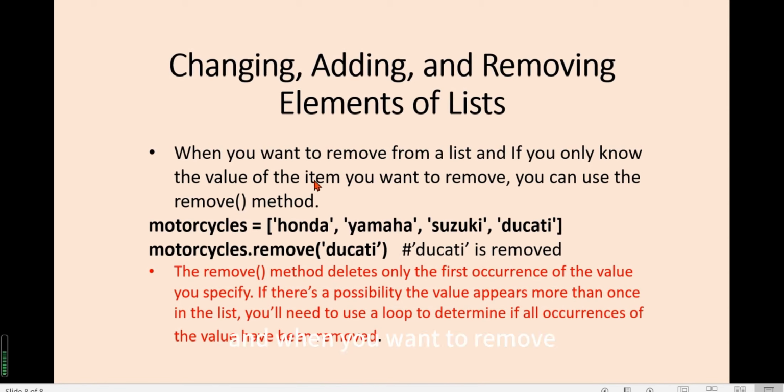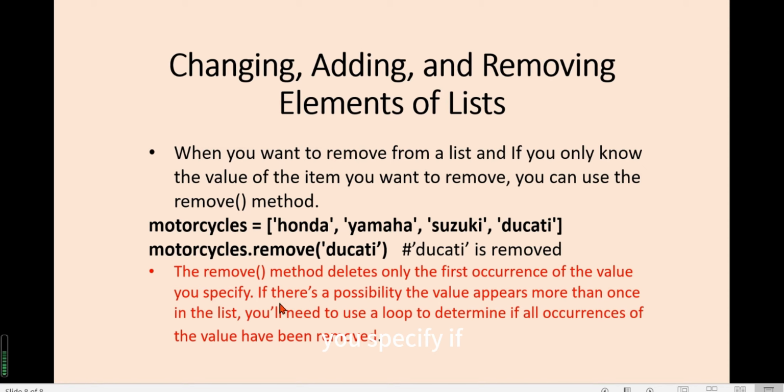And when you want to remove an item from a list, and you only know the value of the item you want to remove, you can just use the remove method. So here motorcycles is a list having 4 items. If we use motorcycles.remove Ducati, then the item with the value Ducati will be removed from motorcycles. But it's very important that the remove method will delete only the first occurrence of the value you specify.